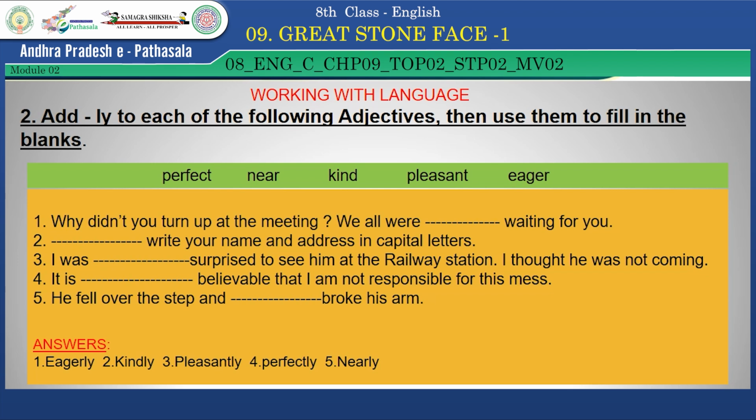Number 1. Why didn't you turn up at the meeting? We all were blank waiting for you. Number 2. Blank. Write your name and address in capital letters. Number 3. I was blank surprised to see him at the railway station. I thought he was not coming. Number 4. It is blank believable that I am not responsible for this mess. Number 5. He fell over the step and blank broke his arm.